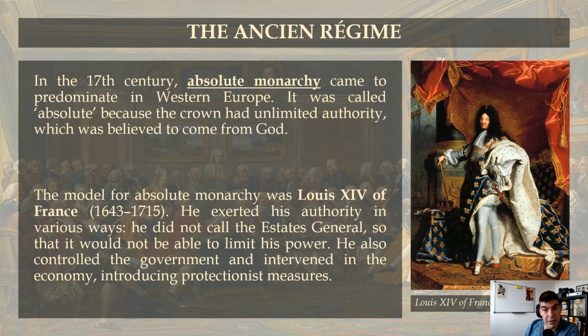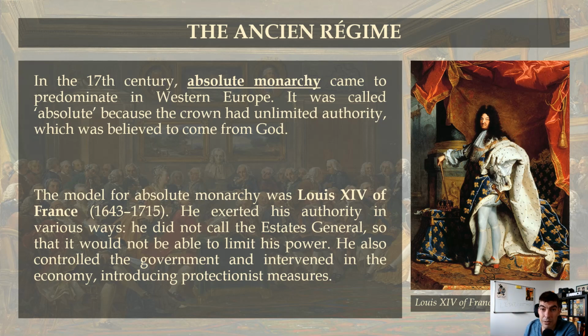In this 17th century, the absolute monarchy came to predominate in Western Europe. It was called absolute because the king had unlimited authority. The king could do whatever he wanted, okay? And this is because his power was believed to come from God, okay? Dei gratia, by the grace of God.